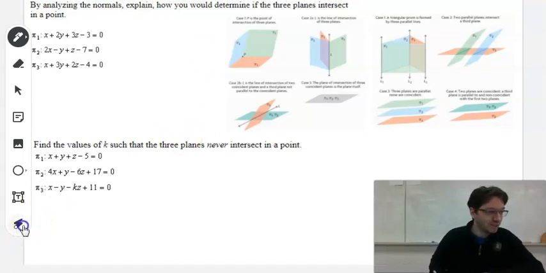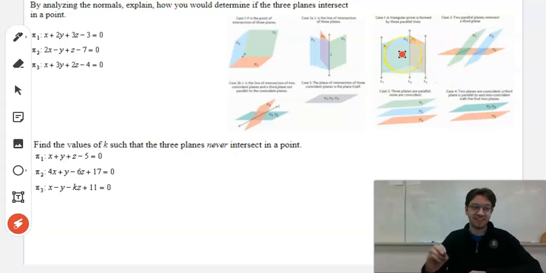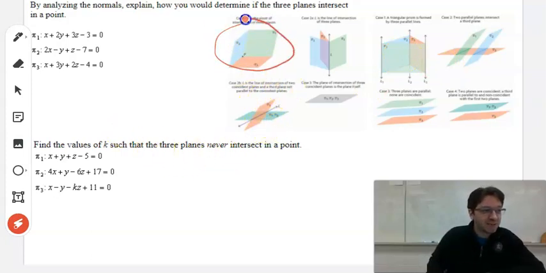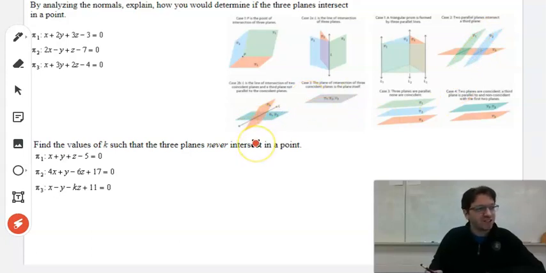So let's just go over this picture from our lesson. This is from one of our lessons. Notice this is the only example where they intersect in a point. Now, in this one, we have planes that are parallel. In this case, you have two parallel planes. In this case, parallel. This one, you have two parallel planes.